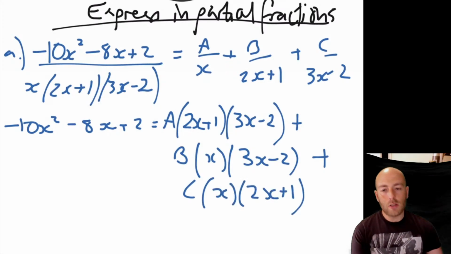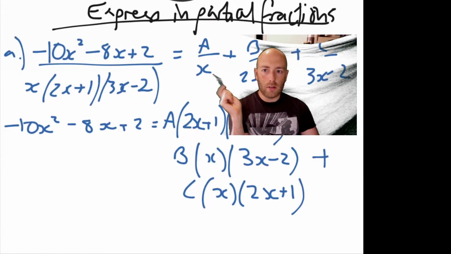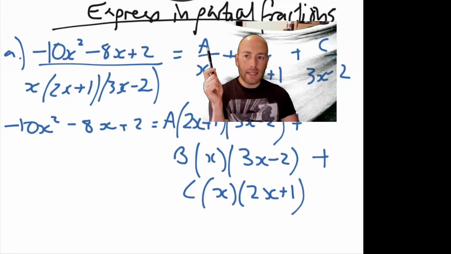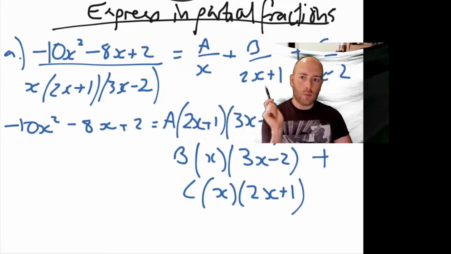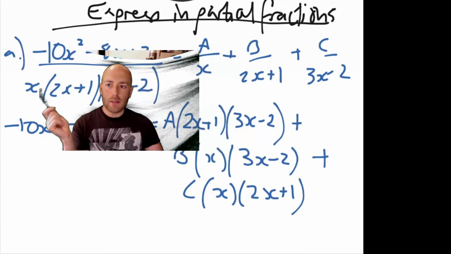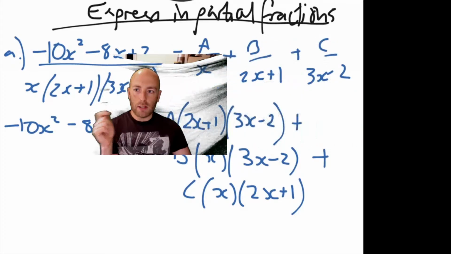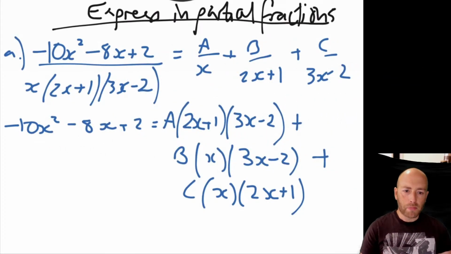So when you're doing this, basically every one of these, C needs to be timesed by the other two denominators, B needs to be timesed by the other two denominators, A needs to be timesed by the other two denominators, because we're trying to get the denominator for each one of these fractions to be this. So if it's got a bit of it already, you're just timesing it by the other two. And that's how we do that first step.